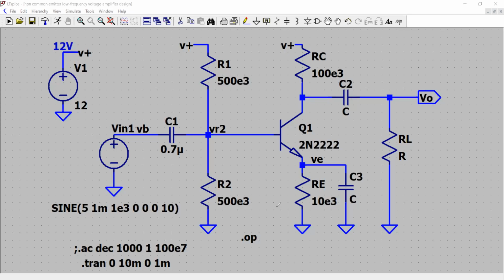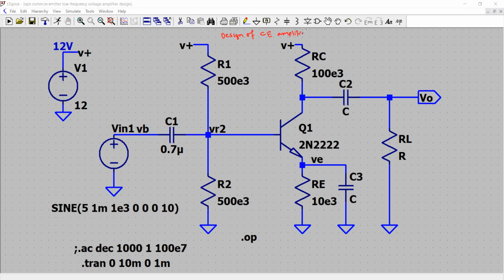Hello all, welcome back to our channel, and today we are going to discuss a very important topic, that is the design of a common emitter amplifier.